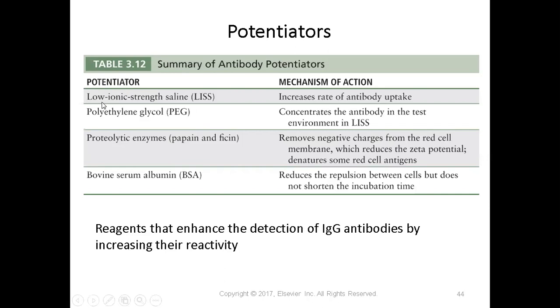So the first potentiator listed is called low ionic strength saline, or sometimes people call it low ionic strength solution, and it's abbreviated as LISS. So people refer to it as LISS. LISS basically enhances reactions by increasing the rate of antibody uptake. Okay, so when we have a test system, not used for ABO, okay, maybe during an antibody screen or an antibody panel, we want to enhance these reactions that tend to be weaker. We can add 2 drops of LISS.